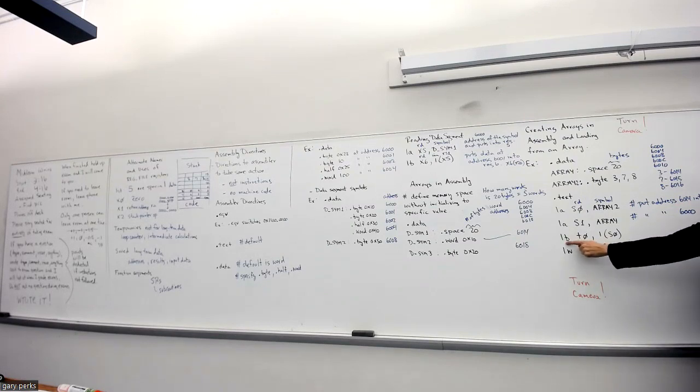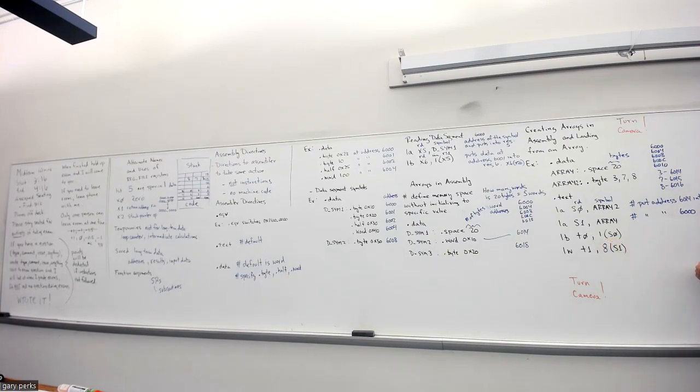Okay, how about this instruction, this load byte instruction? What's that? Yeah, right. This is going to take S0, which is our address 6014, and it's going to add 1 to it. So this is going to be 6015 now. And then what's going to happen? What is it going to put in that register?